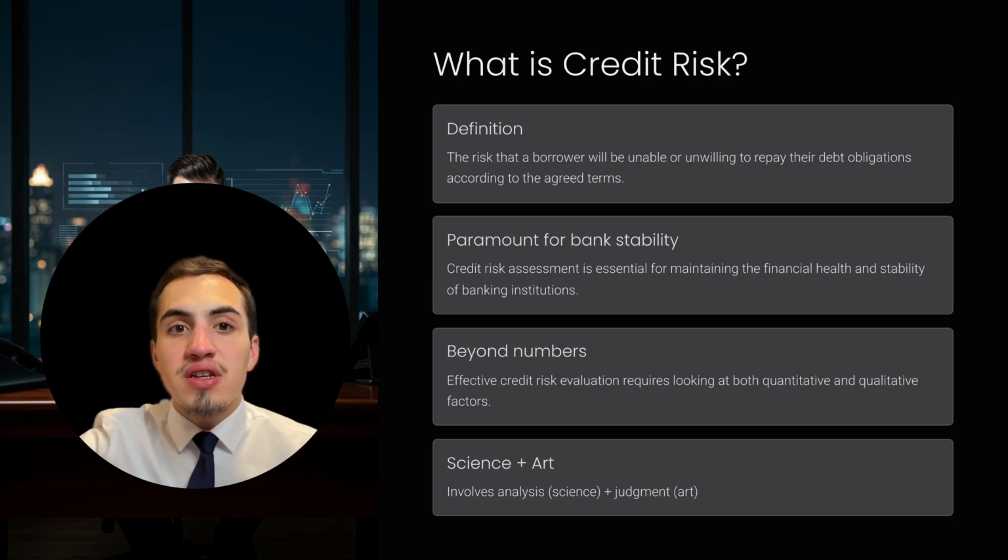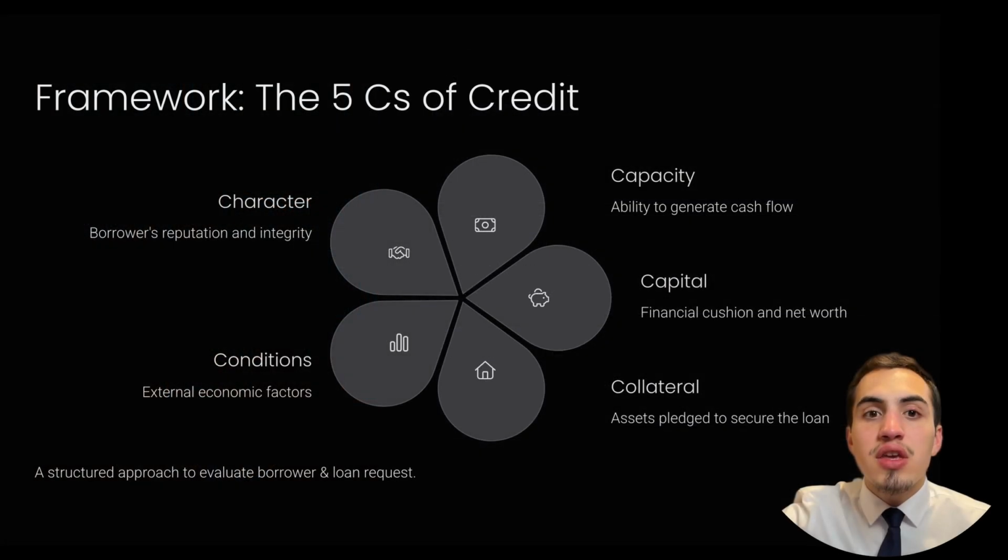For any bank, effectively managing the risk is absolutely essential for its own financial health. Assessing credit risk accurately involves looking beyond just the financial ratios we calculated. It requires understanding the underlying factors impacting repayment ability. It's often described as both a science and an art, the rigorous analysis and the experienced judgment involved. A widely used framework that helps structure this assessment is known as the 5 C's of credit. It provides a comprehensive checklist to evaluate both the borrower and the specifics of the loan request.